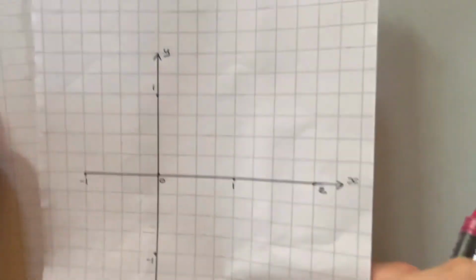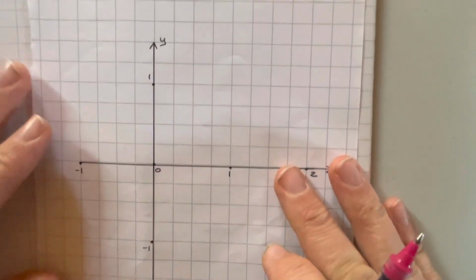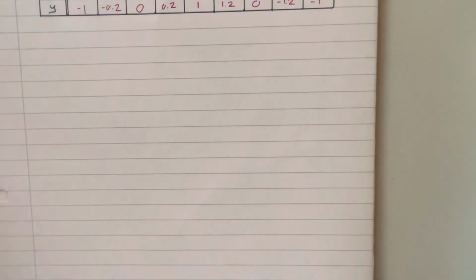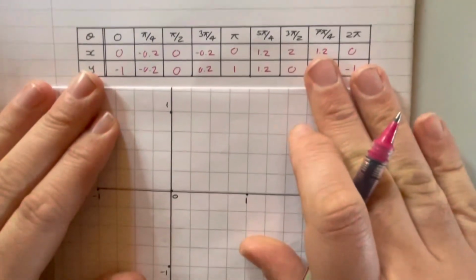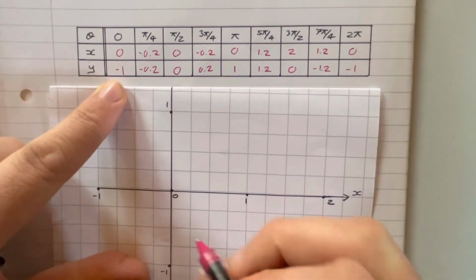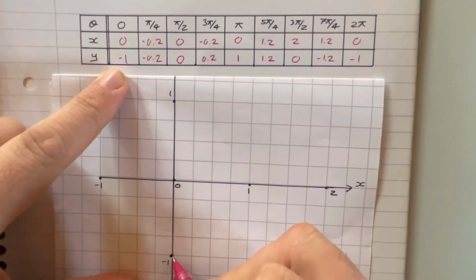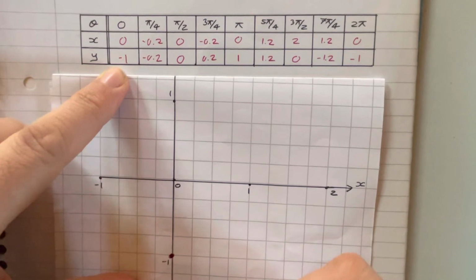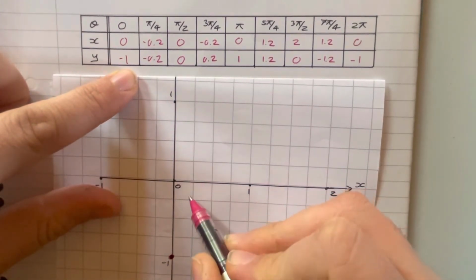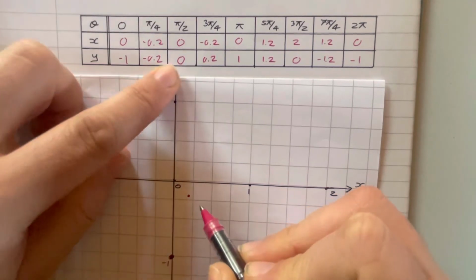Okay, so again, here's my axis, which I've already prepared. I'm going to plot the points. Let's fold this back so you can see the table as well. So when theta is 0, we've got x is 0, y is minus 1. So that's down here. And then it goes to minus 0.2, minus 0.2. That's about here. Then it goes to the origin.